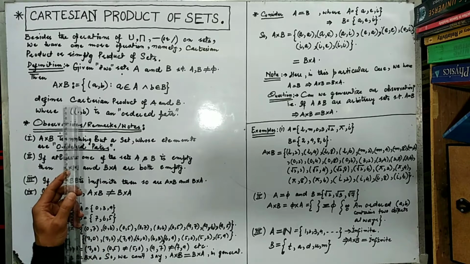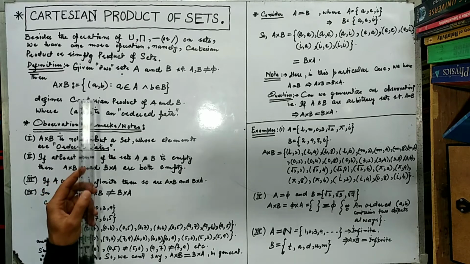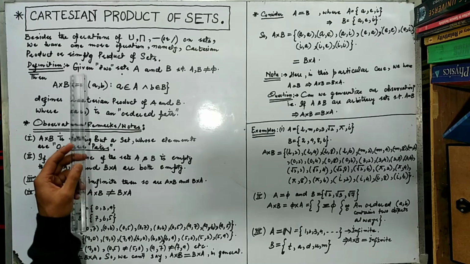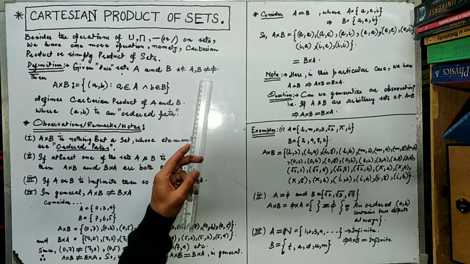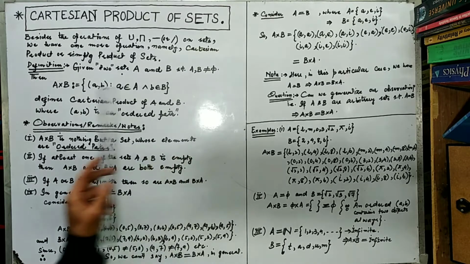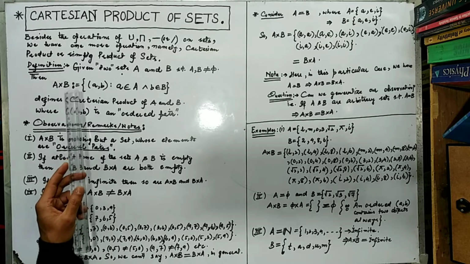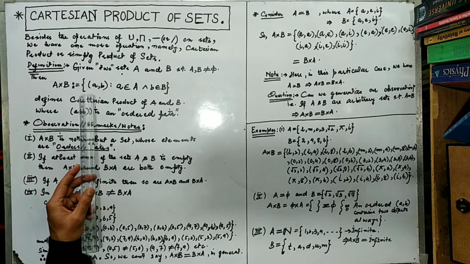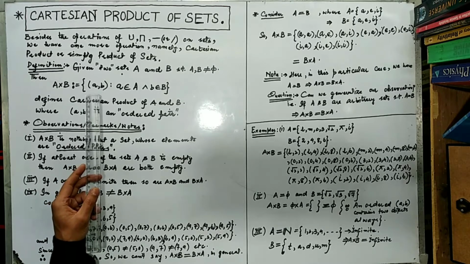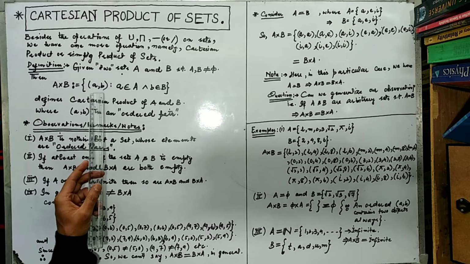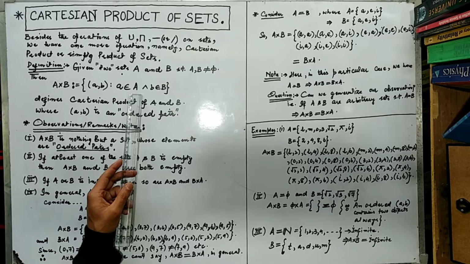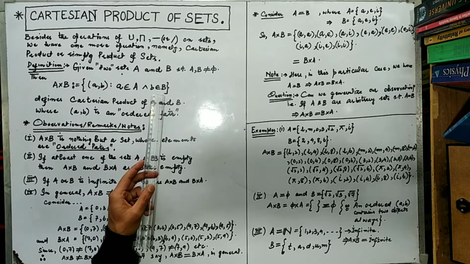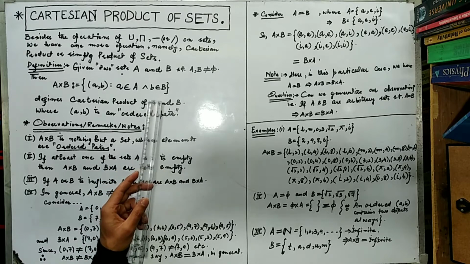So here is the definition of the Cartesian product, but for two sets. Given two sets A and B such that A and B are not empty, then A cross B is a new type of set and is defined as the set of all the objects of the form (a, b), such that a is an element of the set A and b is an element of the set B.